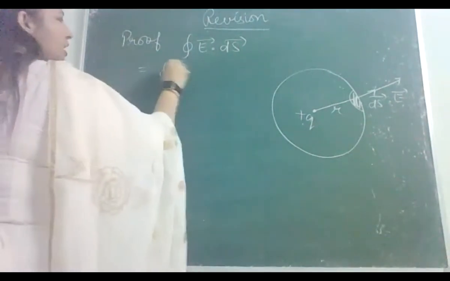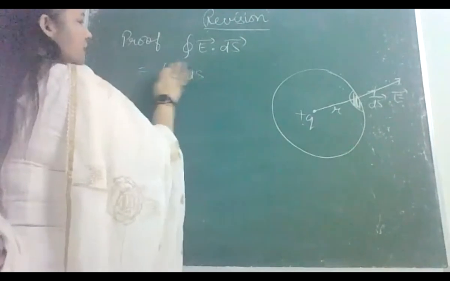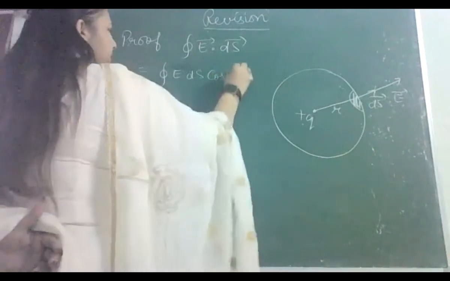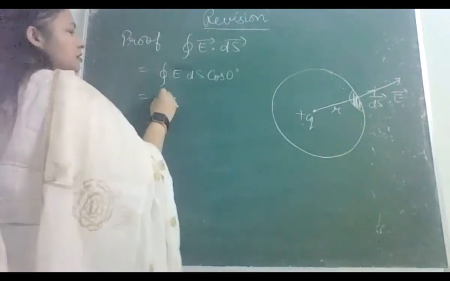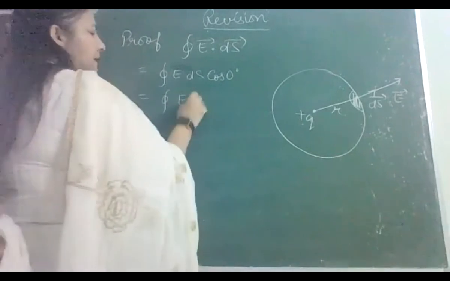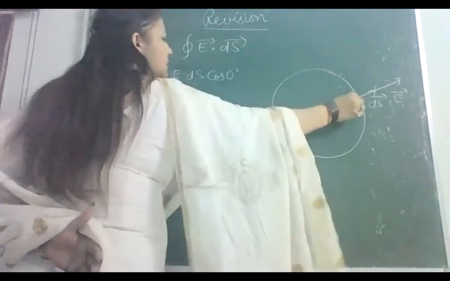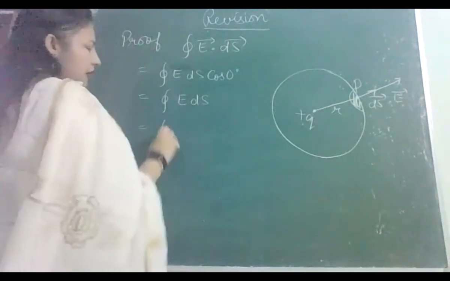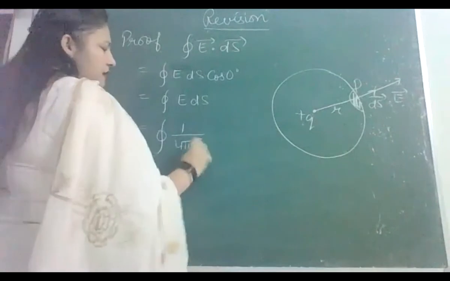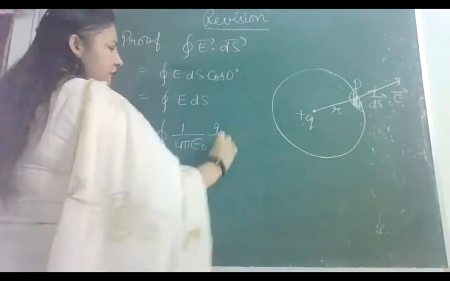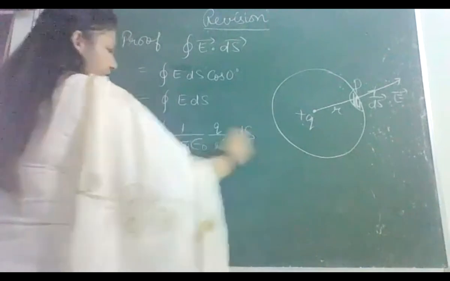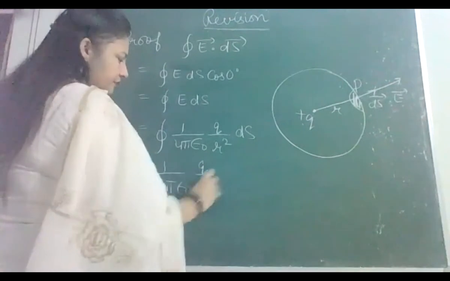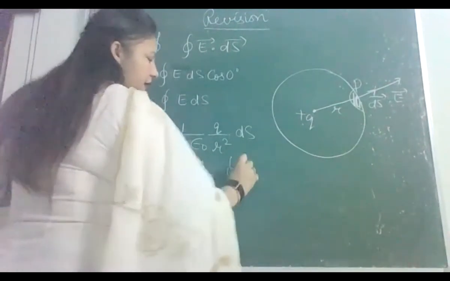So let us solve now. What is the use of taking E and ds in the same direction? Because when we open A dot B, AB cos theta, it will be E ds cos 0. Cos 0 is 1, and the electric field at a point P due to charge Q at a distance r is K Q by r square. The electric field intensity formula due to a point charge is this, right? Then the electric field is constant, so we can take it out of the integral. So we are left with integral ds.